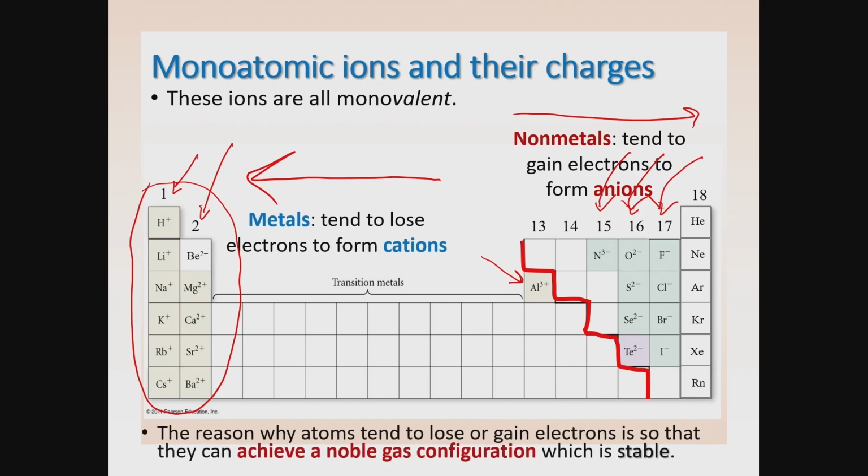Now, you might ask, why is it that the elements like in the first column tend to want to lose 1 electron only and not lose 2 electrons or 4 electrons? And why maybe the elements in this column, which includes oxygen, do they always gain 2 electrons and not, say, 3 electrons or 4 electrons or lose an electron? The reason why atoms tend to lose or gain electrons is so that they can achieve a noble gas configuration, which is stable. So I'll explain that in just a second, but I want to show you a trick which will help you figure out what the charge is for these various monatomic ions.